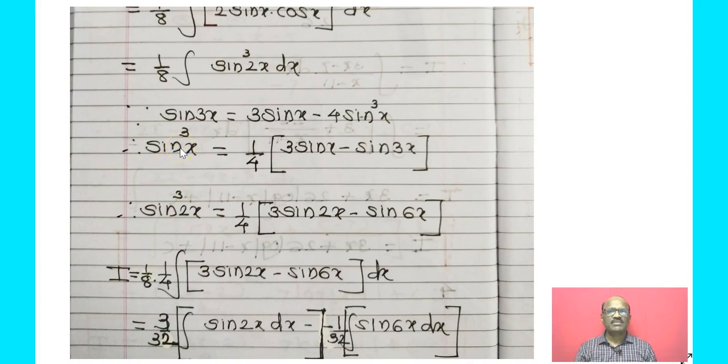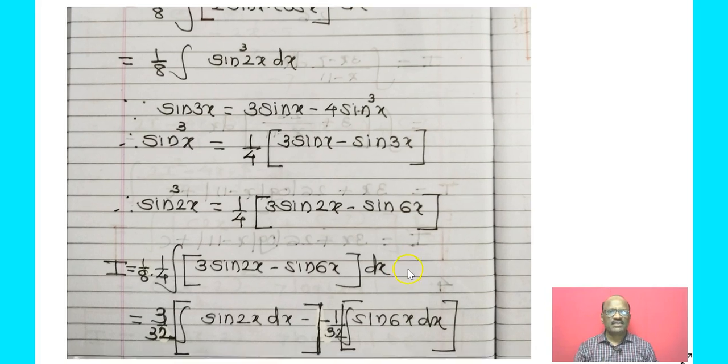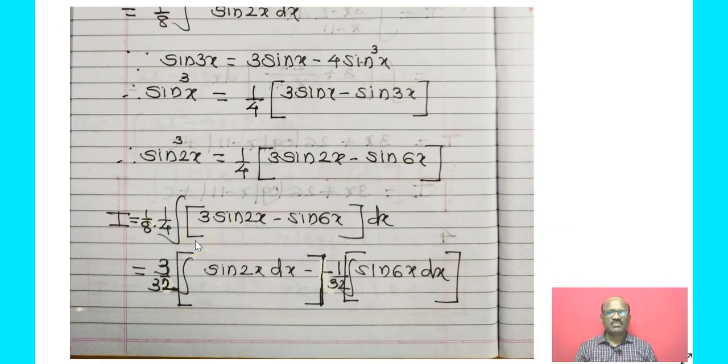What is the angle? It becomes 2 times, that is 1 by 4 into 3 sin of 2x minus sin of 6x. Now substitute here, that is I is equal to 1 by 8, again 1 by 4 into 3 sin of 2x minus sin of 6x, and find its integral, which is a normal integration. Separate the integral. That is 1 upon 8 into 4, it becomes 32. And this 3 here. That is 3 upon 32 integral of sin of 2x dx minus 1 upon 32 integral of sin of 6x dx.